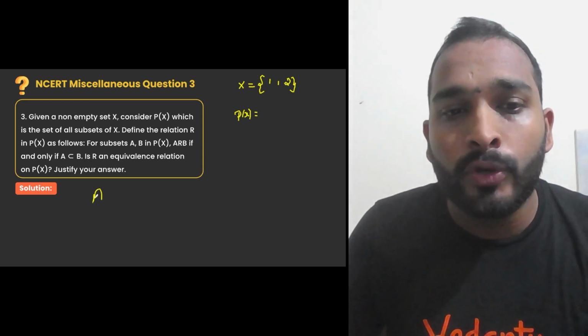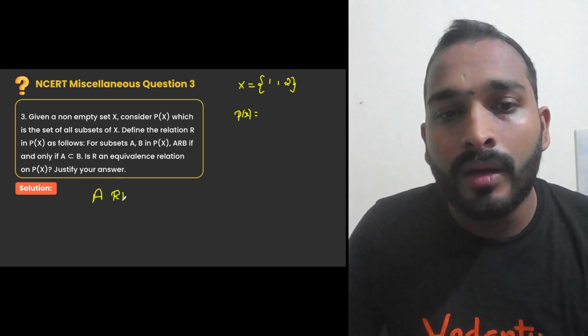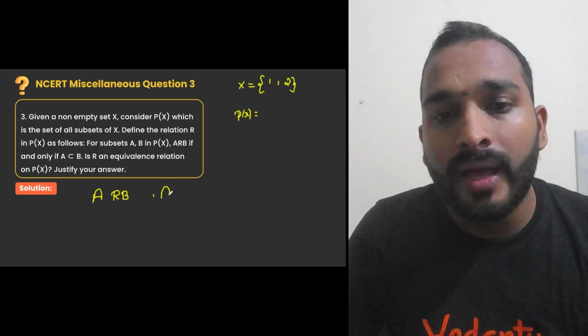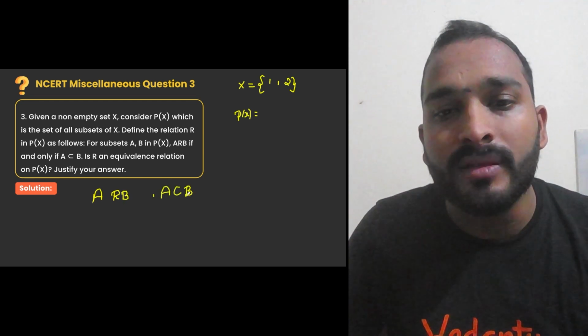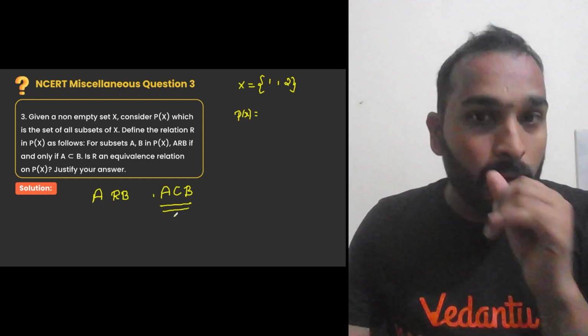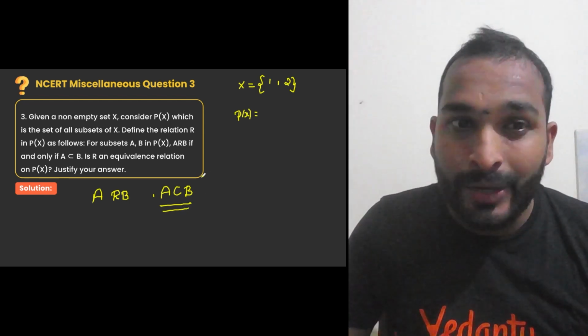A will be related to B only if A is a subset of B. This is the given condition, children. So we need to check whether this relation is an equivalence relation.